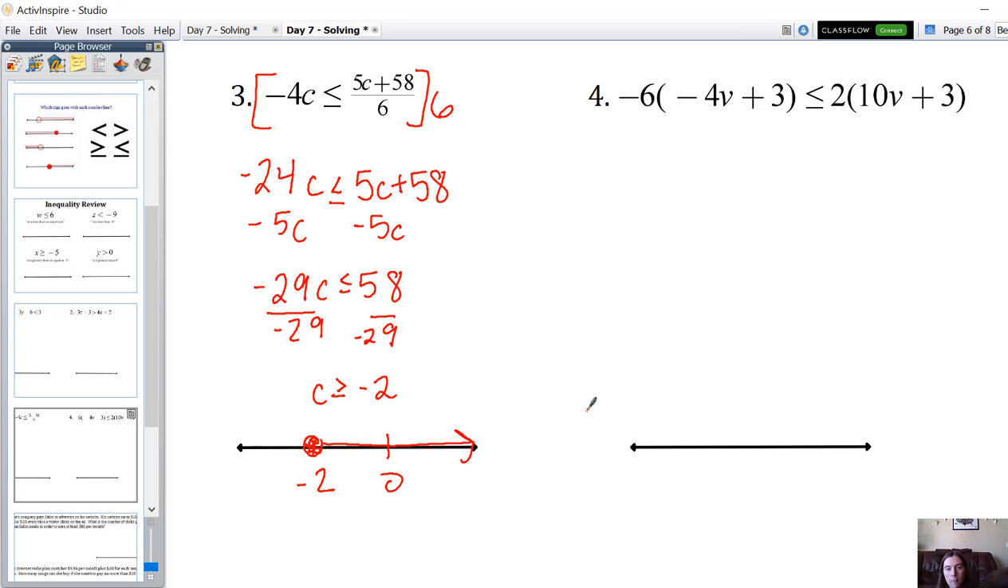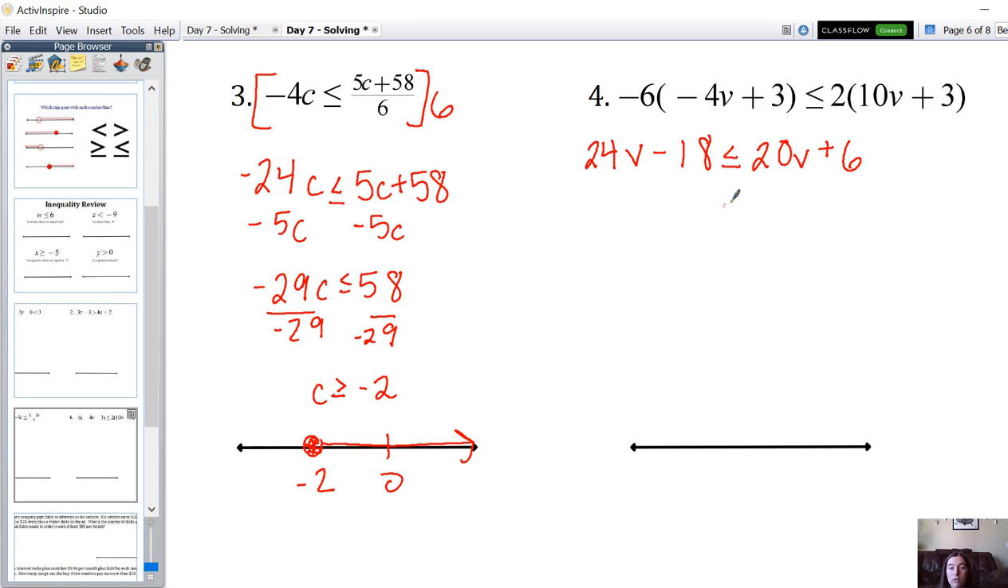Now on number 4, we're going to have some distribution we've got to do. So before we start moving things to each side of the inequality, I'm going to distribute the negative 6 and distribute the 2. So when we do that, negative 6 times negative 4v is 24v, negative 6 times 3 is negative 18. That's less than or equal to 2 times 10v is 20v, and 2 times 3 is 6.